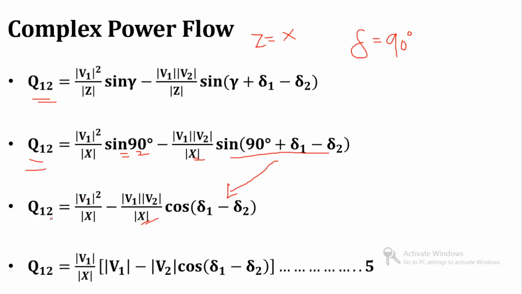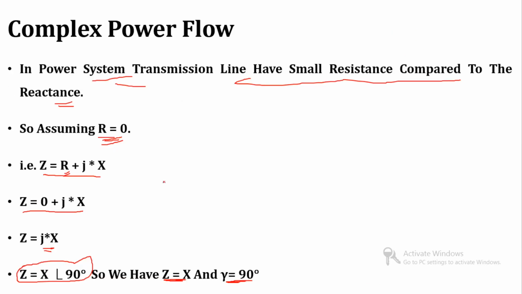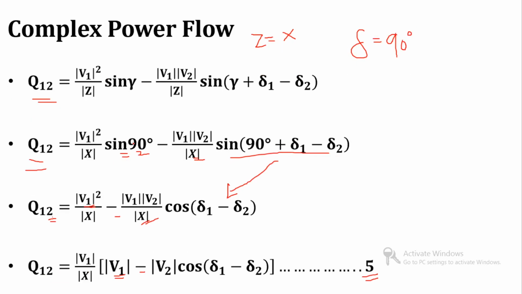So in this equation we can take mod V1 by mod X common, so only mod V1 will remain in the first term, and this is the minus sign. Taking mod V1 by X common, the remaining term will be mod V2 cos delta 1 minus delta 2. So this is the value of reactive power for R equal to 0. So this is the way to find the value of active power and reactive power for resistance equal to 0.